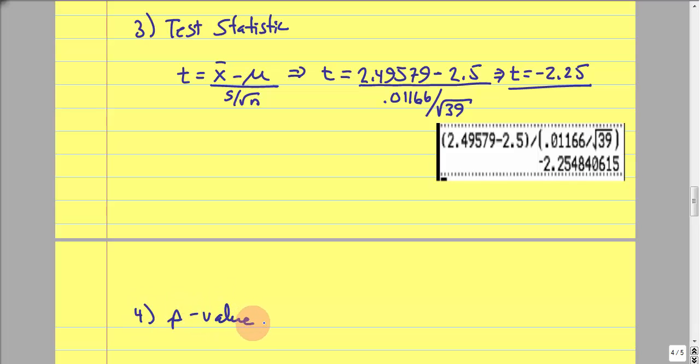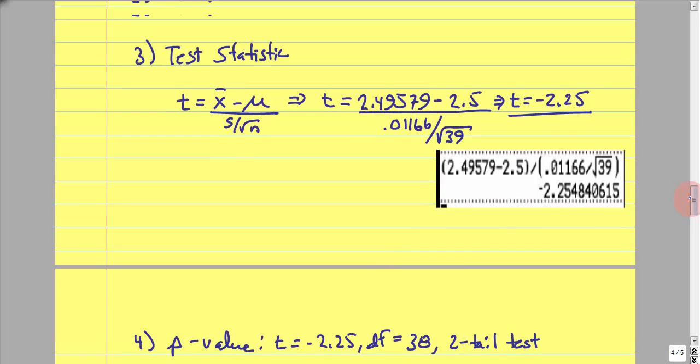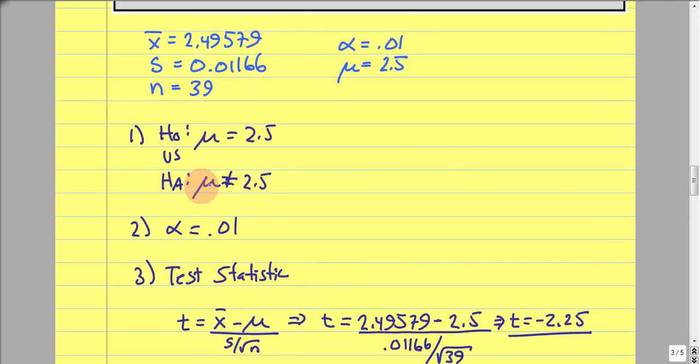Now to calculate the p-value, I need a couple of things. I need my test statistic. I need my degrees of freedom. My degrees of freedom in this case are going to be 39 minus 1 because my sample size is 39. So my degrees of freedom will be 38. And this is a two-tail test. The reason I know that it's a two-tail test is I come up here and check my alternative hypothesis, and since it's not equal, I have 2 options, greater than or less than. So that's a two-tail test.